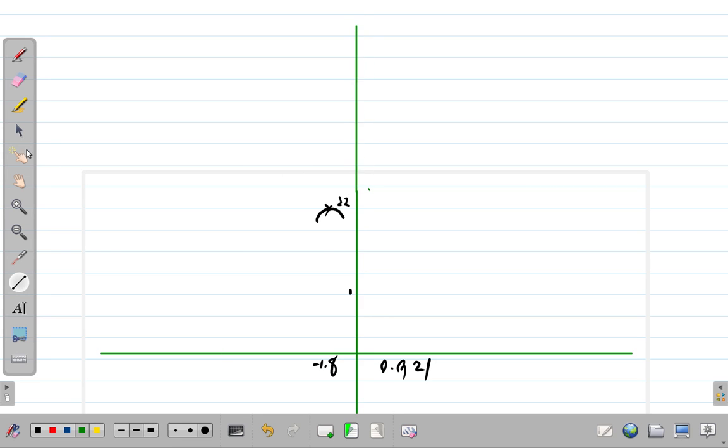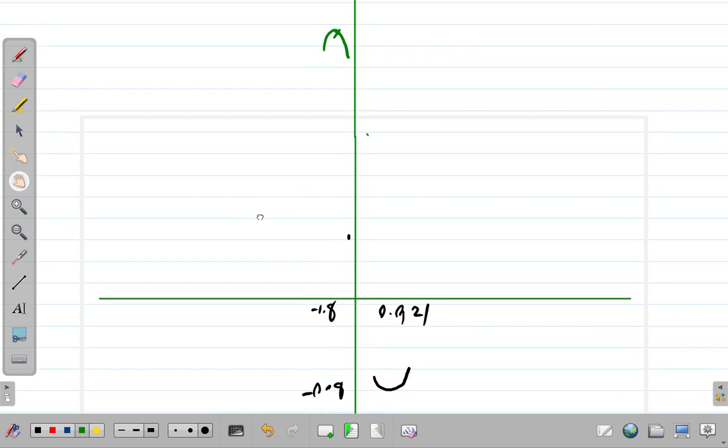Alright, good. Let's put the 22 somewhere up here. So the next point is here. It's a maximum point. Now, the point of inflection would end up somewhere about here then.